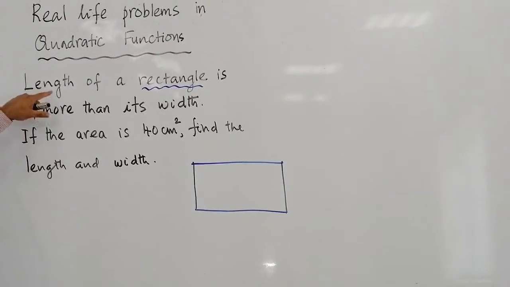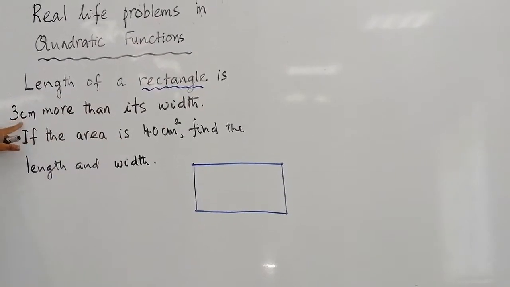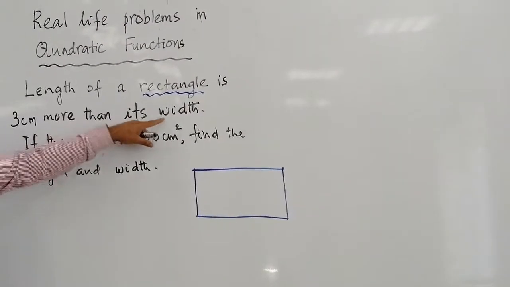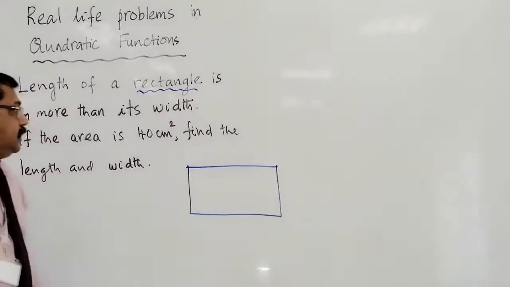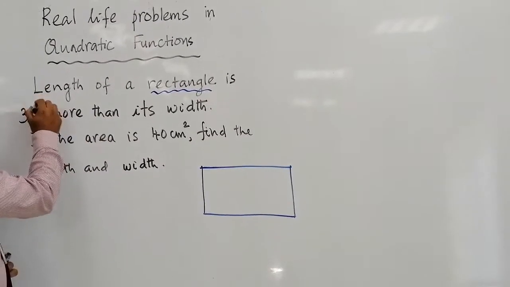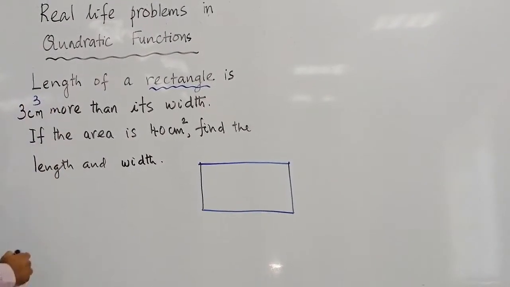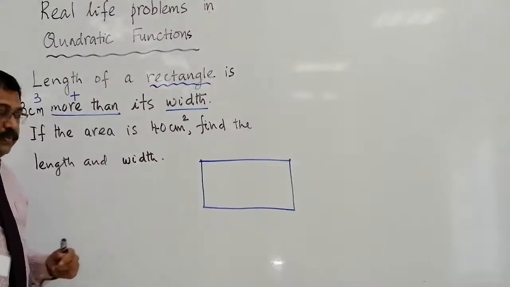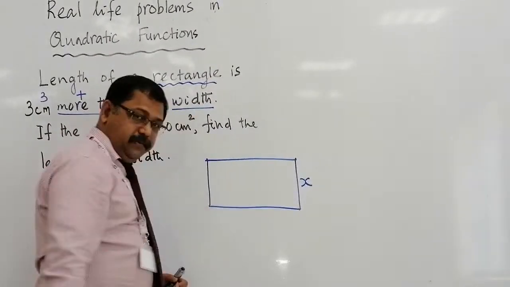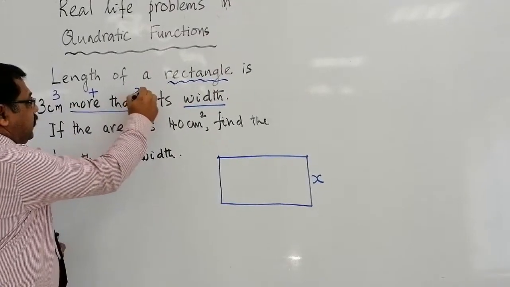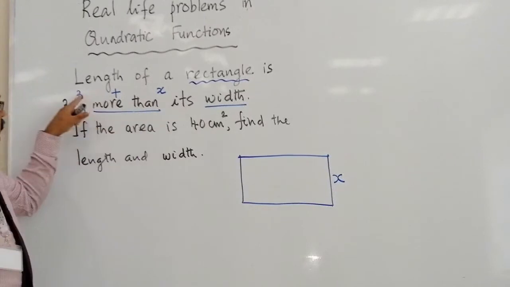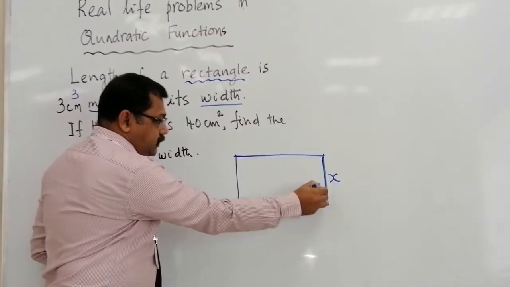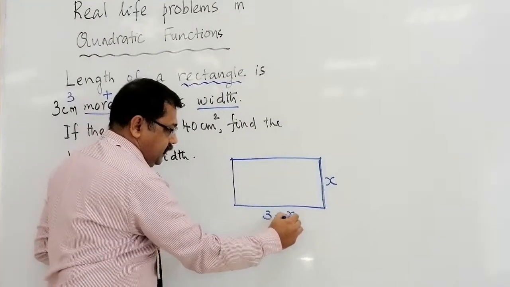To analyze the question, the length of the rectangle is 3 centimeter more than its width. This is width. 3 centimeter more than means plus its width. So we will take the width as x here. So it will be 3 plus x. That means 3 more than width. So if x is the width, the length will be 3 plus x.